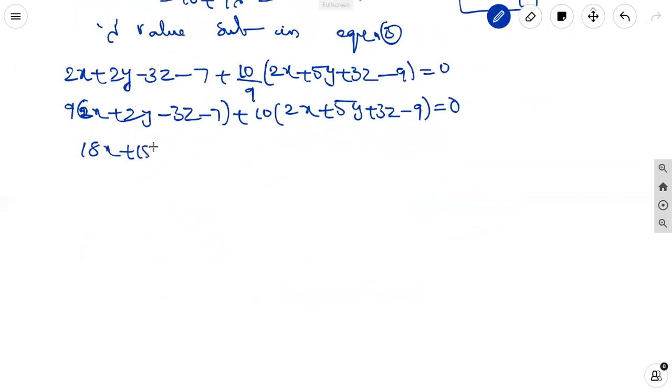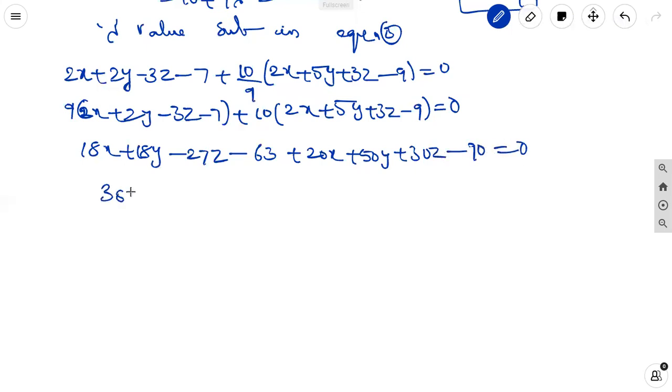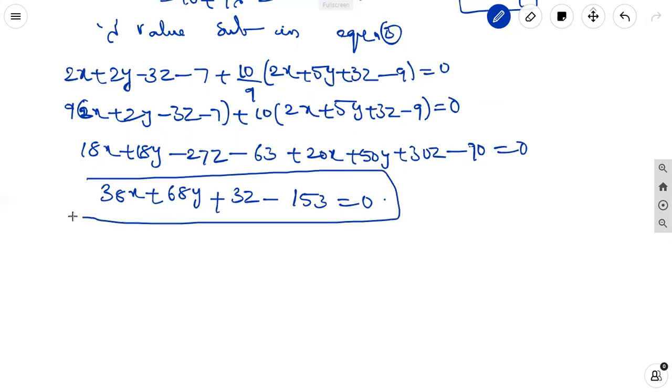18x plus 18y minus 27z minus 63 plus 20x plus 50y plus 30z minus 90 equal to 0. That gives 38x plus 68y plus 3z minus 153 equal to 0. This is the required plane equation.